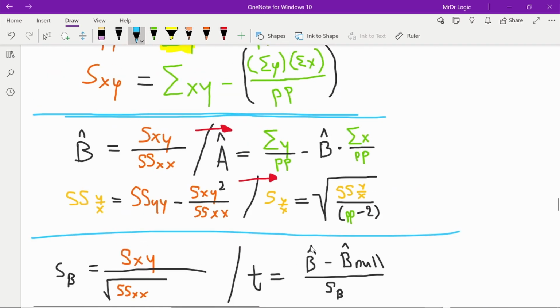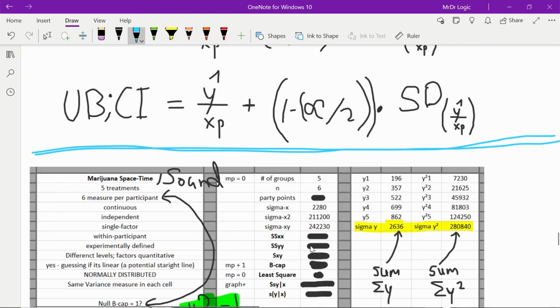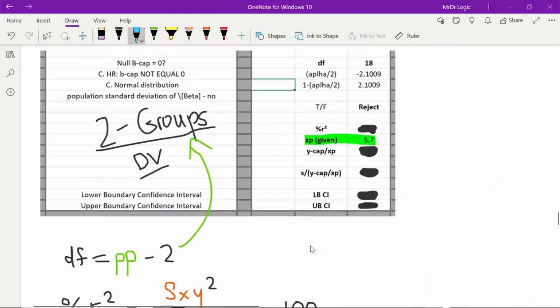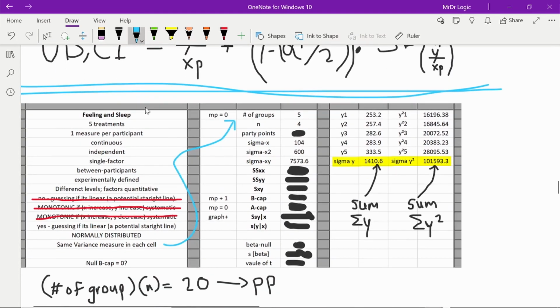So, because we knew... This is the same question? No, we just did this. Okay, sorry. Because I know that there were 4 for all, every single one of them, the PP is 20 points. So number of groups times n is equal to PP. Or the more accurate one is simply just n total.